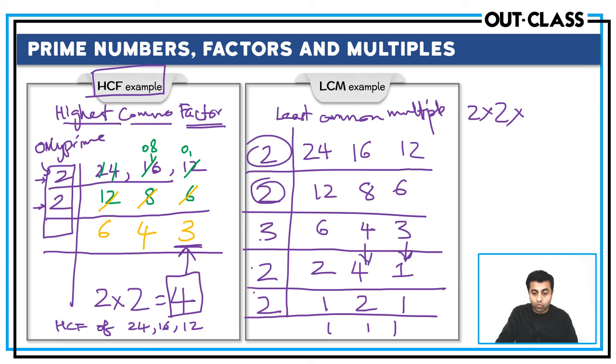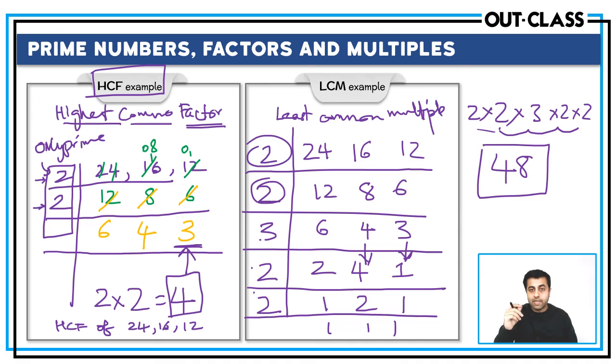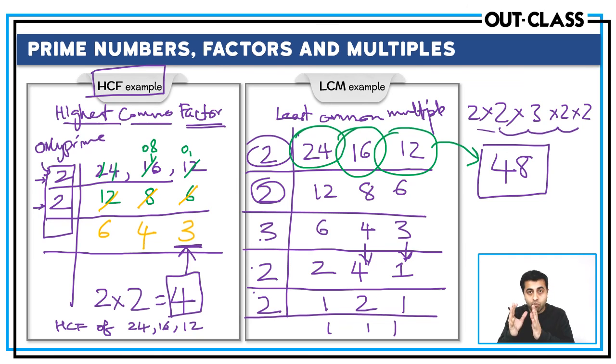I'll do 3 2 2. If I multiply this out, I'll get 2 2s are 4, 4 3s are 12, 12 2s are 24, 24 2s are, and you can do this on a calculator, 48. Now what is so special about 48? Well, it is the least common multiple. What does that mean? All of these numbers that we started with, 24, 16 and 12, can be multiplied by some number to get 48. So 48 is in some way a common multiple of these, and let's test it.